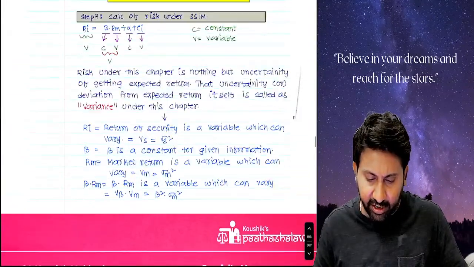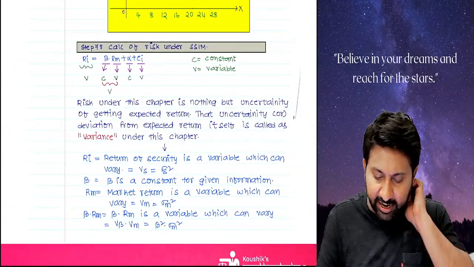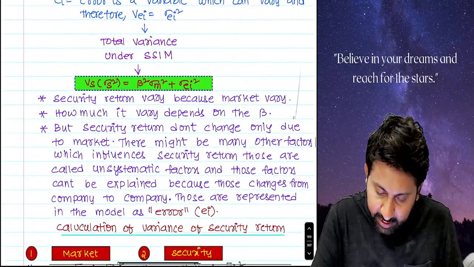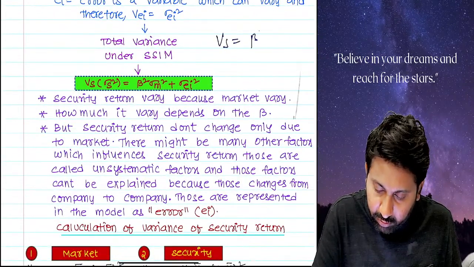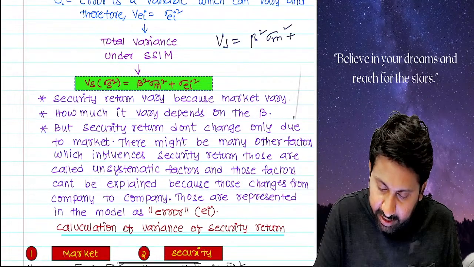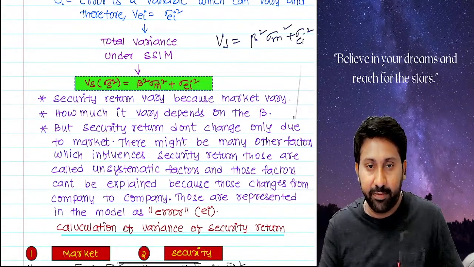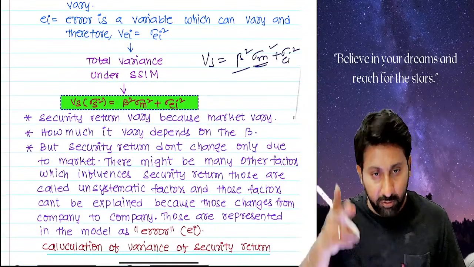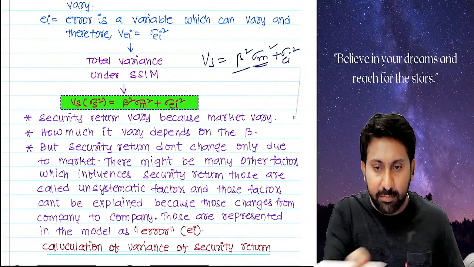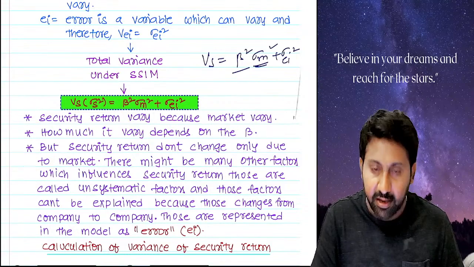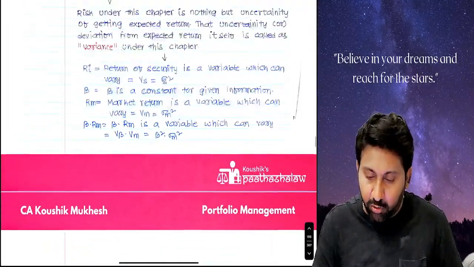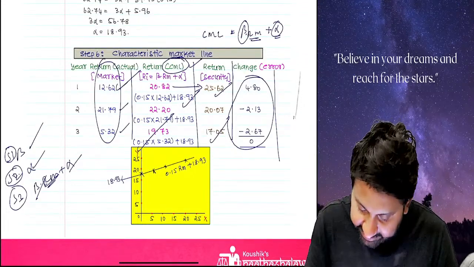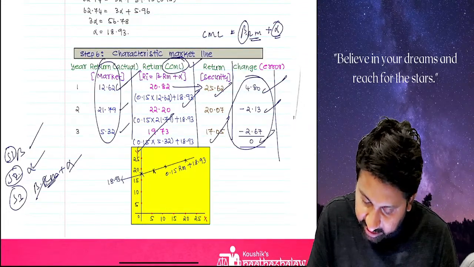Next, what to do now? Then we have to calculate the risk of a security. What is the formula for risk of a security? See here. Variance of security equals beta square sigma m square plus sigma ei square. Beta square, you got the beta. Sigma m, the individual market risk, will be given in the question. Sigma ei square you have to calculate. How will sigma ei be calculated? These are the errors: error 1, error 2, error 3.